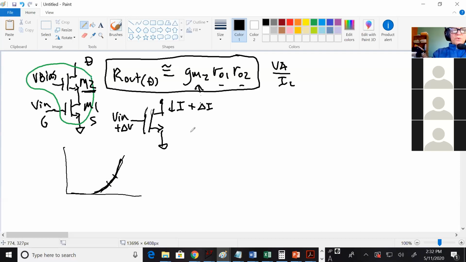So if that's true, then when I change V in by delta V, the change in current is delta V times the transconductance of the transistor. Remember, this is I out over V in, and I'm changing V in. So if I multiply V in times I out over V in, I get my I out change. So that should equal delta I. This is supposed to be a times right here, not an X.